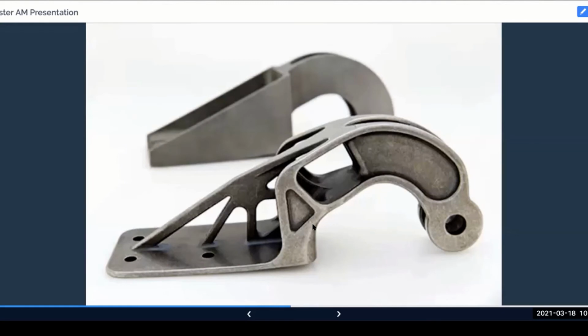The part in the front, probably $400 if we're printing them at scale. How do you make sense of that economic model? And the answer is pretty simple.